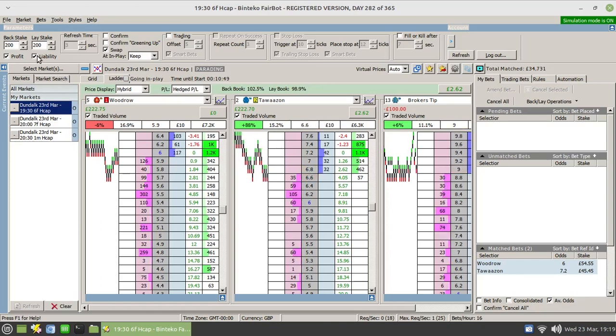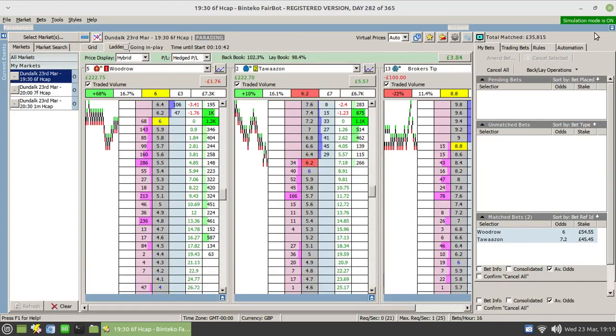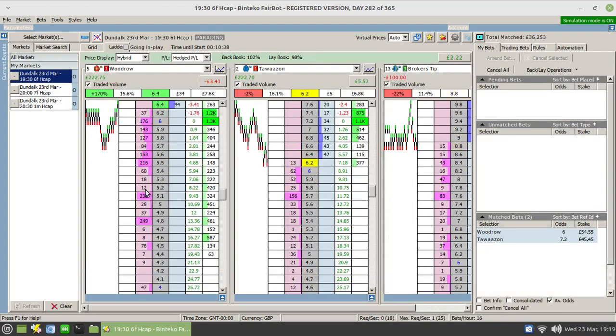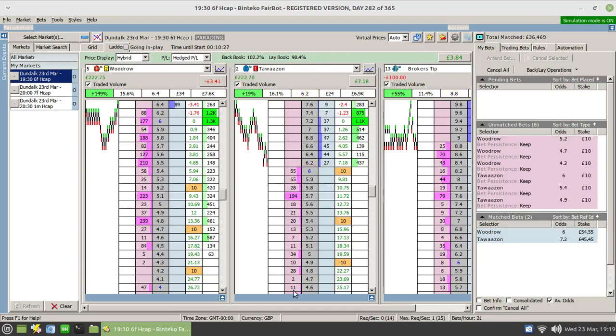So make sure you have the liability option switched off. Change that to 10, and then just scroll down. Let me just pop that up a bit so you can see more of the ladder, and then you would just put in some lays in running like so, and you do that on each horse. So irrespective of which horse, and generally speaking, you would put in perhaps 6 lays on Woodrow and 5 lays on Tawazon to get you that money recovered.